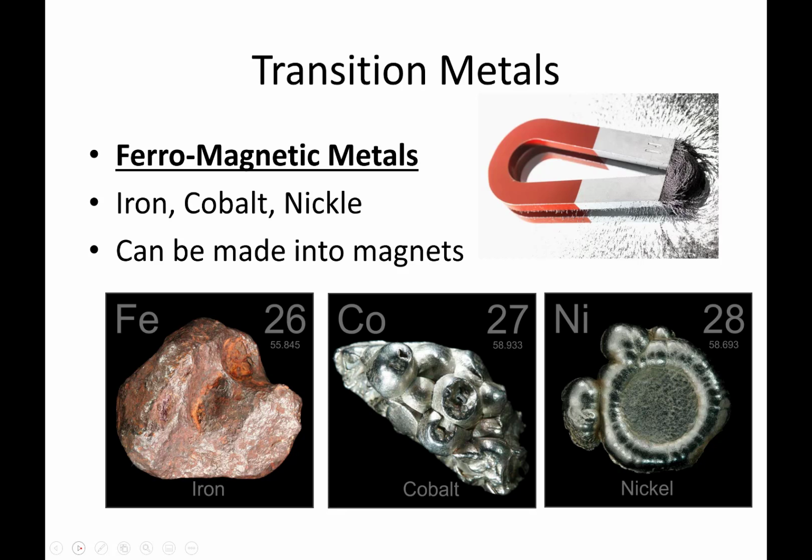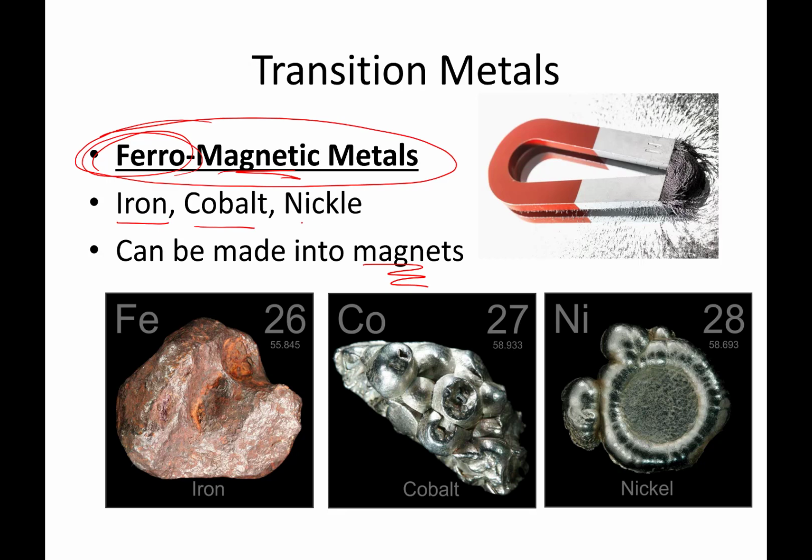One of the groups in the middle of the transition metals are the ferromagnetics. Ferromagnetic metals are metals that are around iron on the periodic table, and we can use these to make wonderful magnets. All matter has some magnetic properties, but these are the big three. These are the ones that if you want to set out to make a great magnet, these are the goodies.